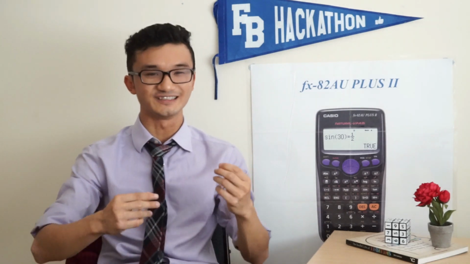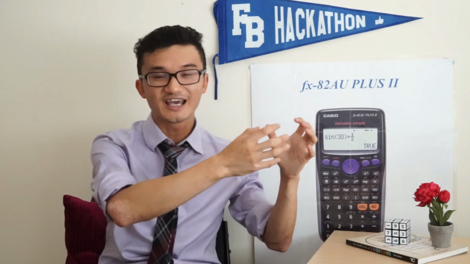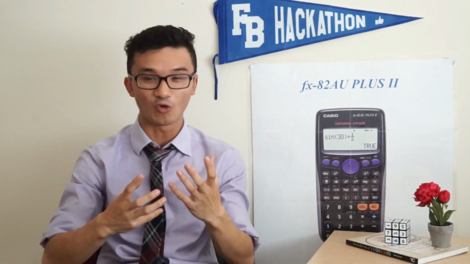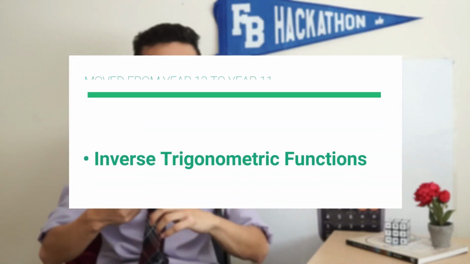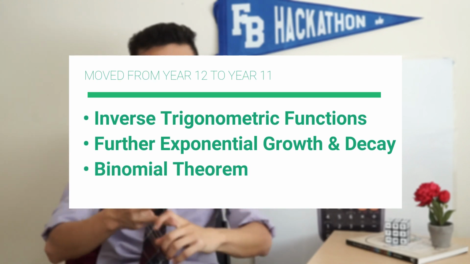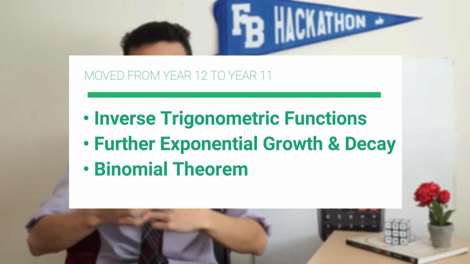What they've also done is they've taken a lot of the Year 12 topics and moved them into the Year 11 course. So some examples of that: inverse trigonometric functions, further exponential growth and decay, and the binomial theorem. These are now in the Year 11 course for Extension 1.